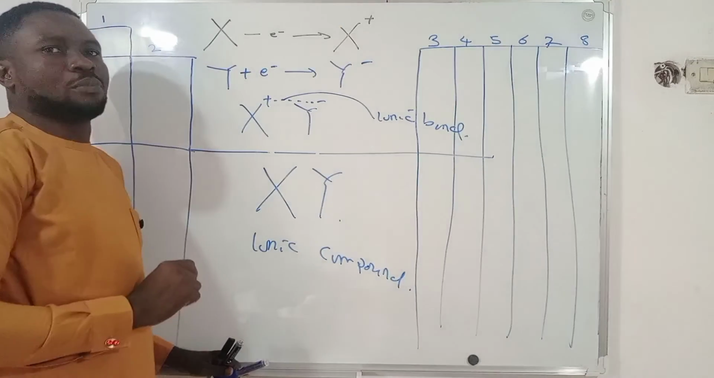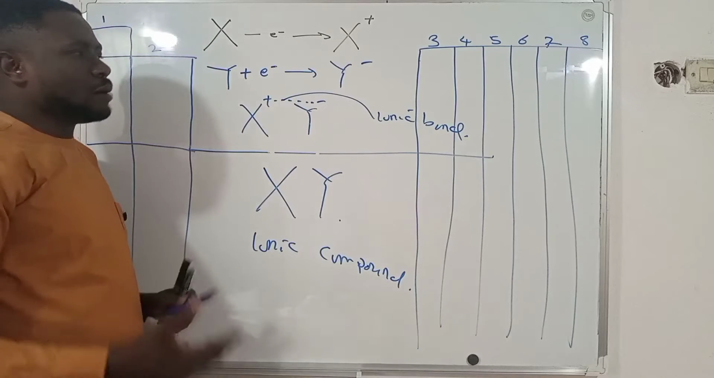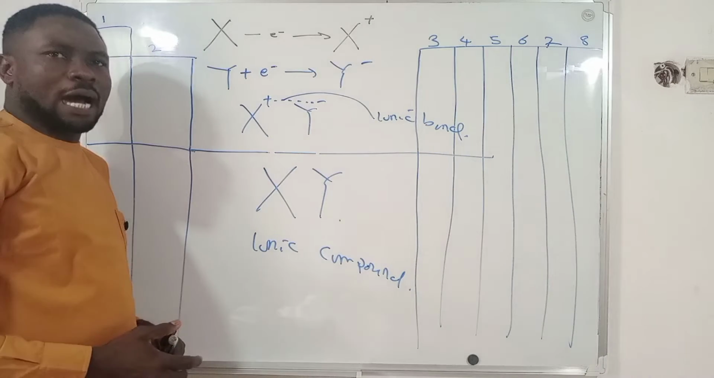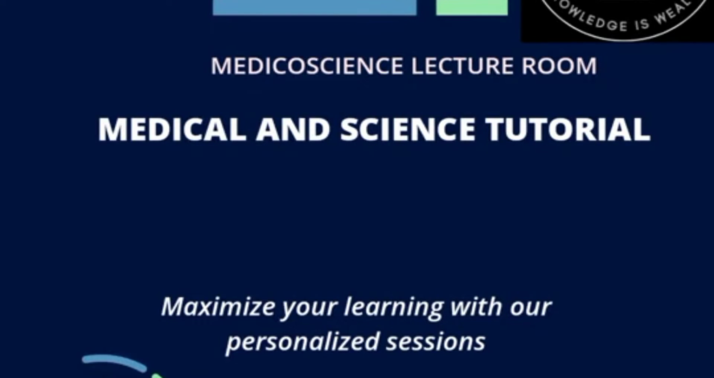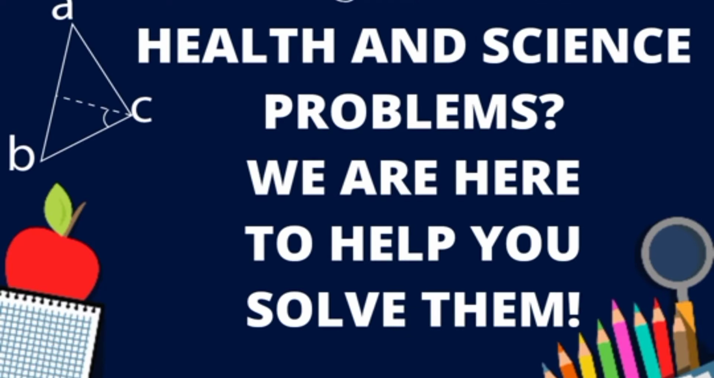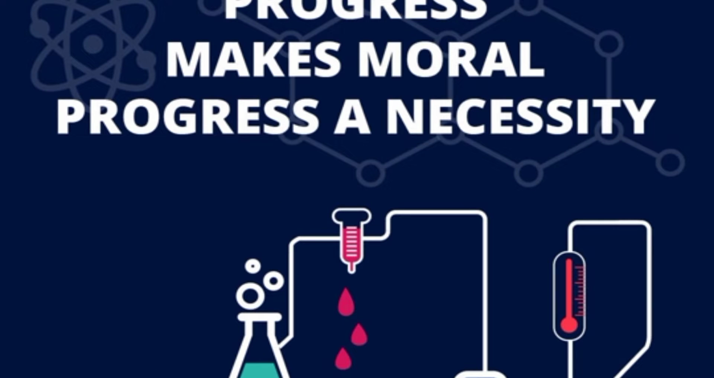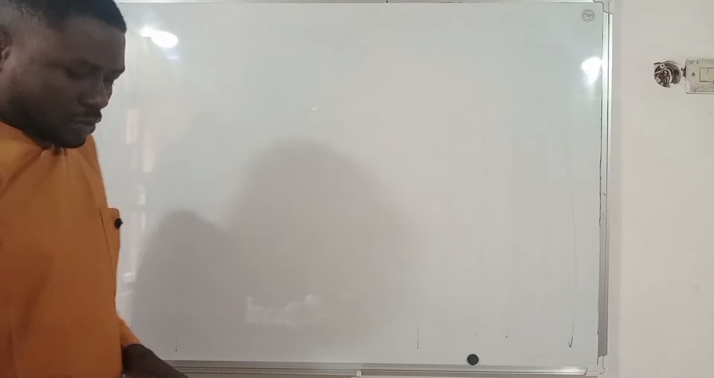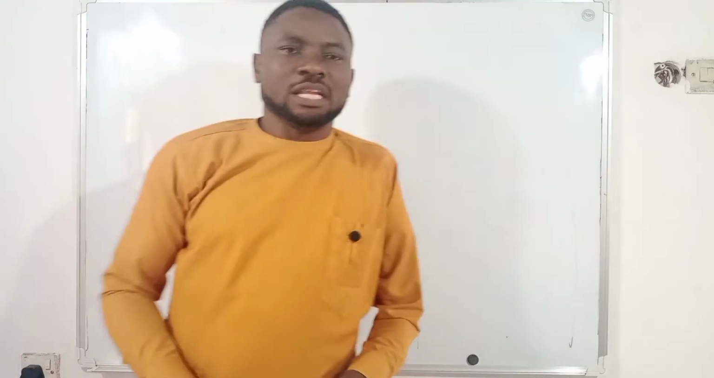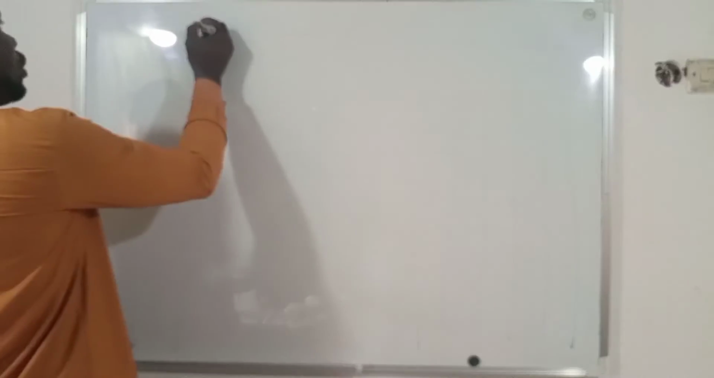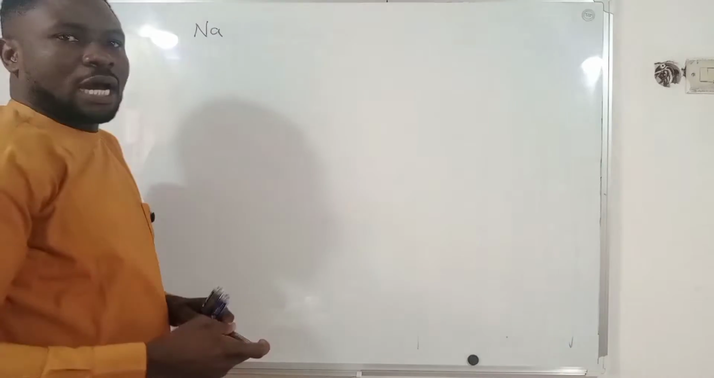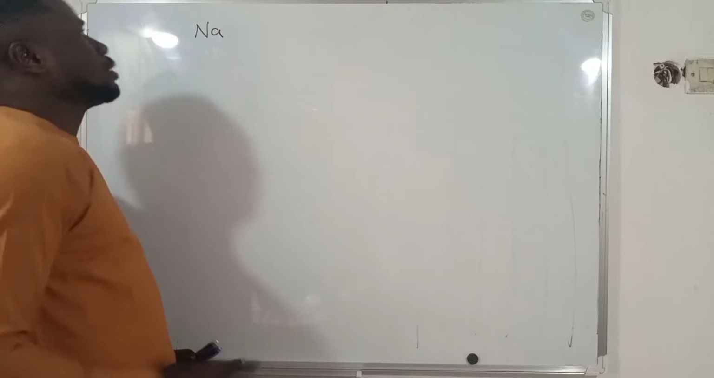Let's take a specific example. Supposing we have a transfer taking place between sodium and chlorine. Let's look at that quickly. So let's quickly look at the transfer of electrons between sodium and chlorine, in other words, the ionic bonding between sodium and chlorine. Now, sodium, of course, is a metal. And if it's a metal, it's going to donate a single electron.